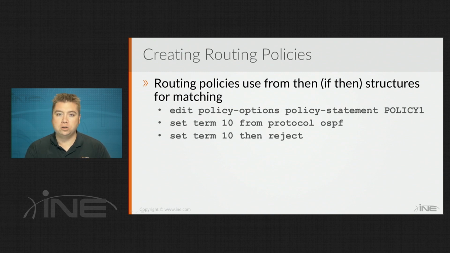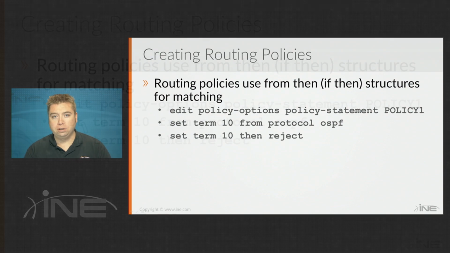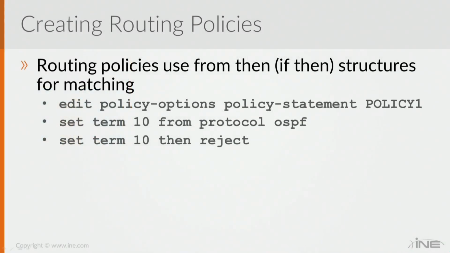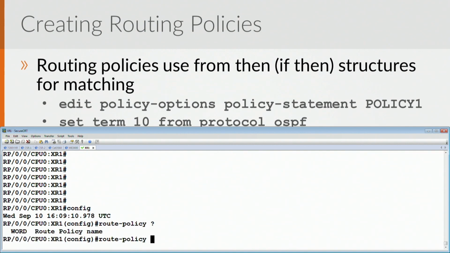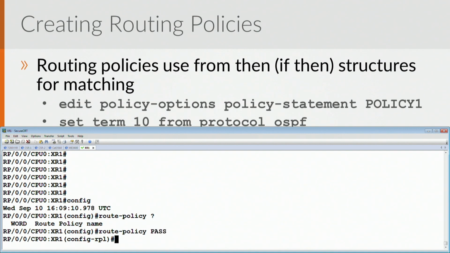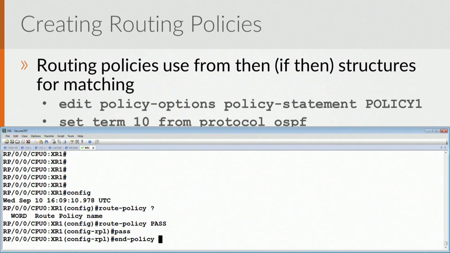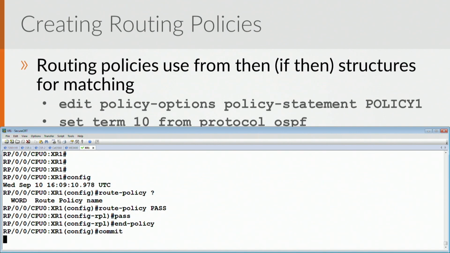So we'll see one of the most basic policies here would be similar to in IOS XR, where in XR we would do something like this, where we would say in global config, our route policy permit, well, technically it would probably be called pass. Route policy pass that just says pass, end policy, commit.